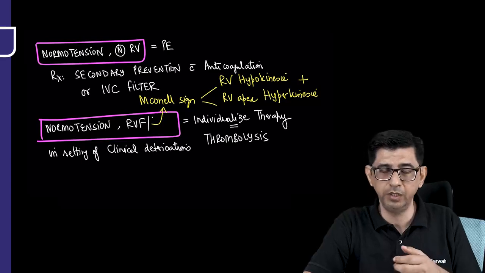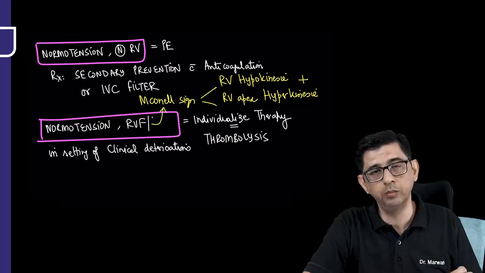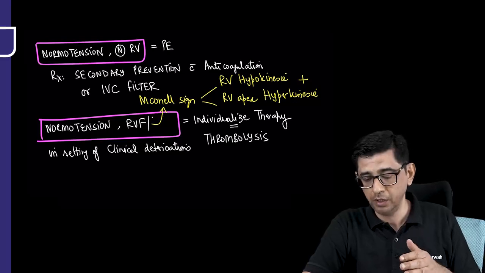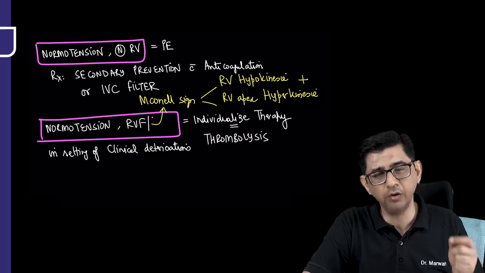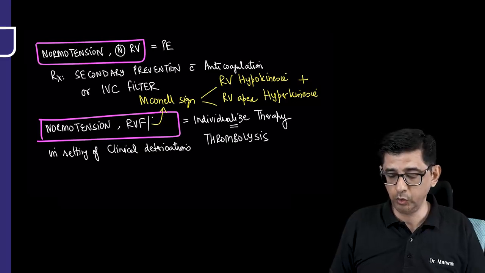Plus, obviously, anticoagulation. Anticoagulation is universally done. The only thing is, when do you thrombolyze? Either in a crashing scenario or in a case where the patient is normotensive with McConnell sign with right ventricular failure, or he says right ventricular hypokinesia. So those are the approaches that I would like you to remember.